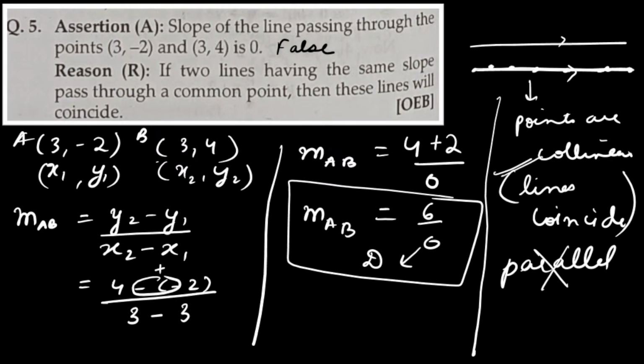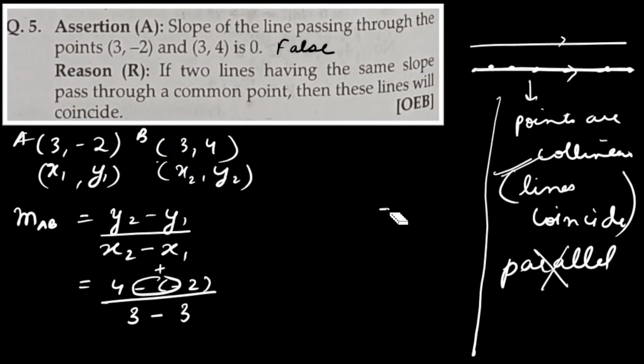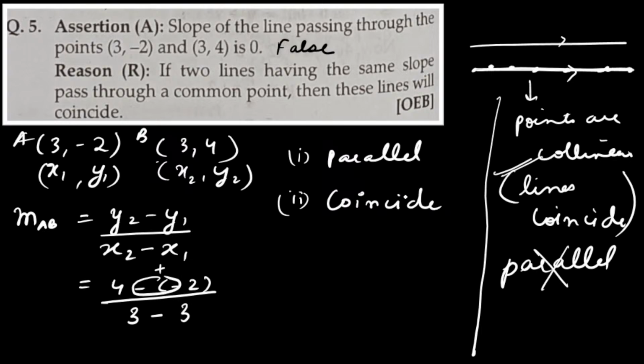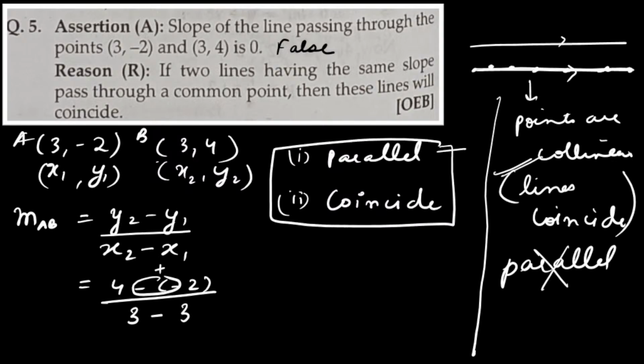First of all, the slopes of two lines are equal in only two possibilities: when lines coincide or when lines are parallel. Coincide means overlapping of two lines lying on one another. So these are the two possibilities when slopes are equal. In parallel lines, a common point is not there. They don't share any common point. In coinciding lines, they share common points.